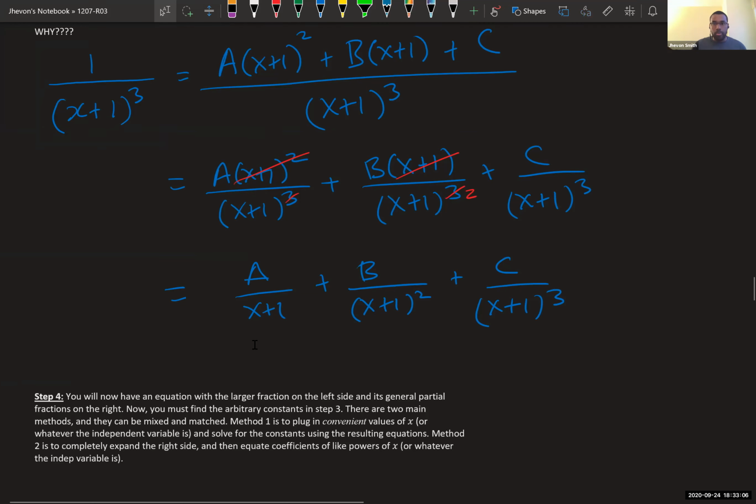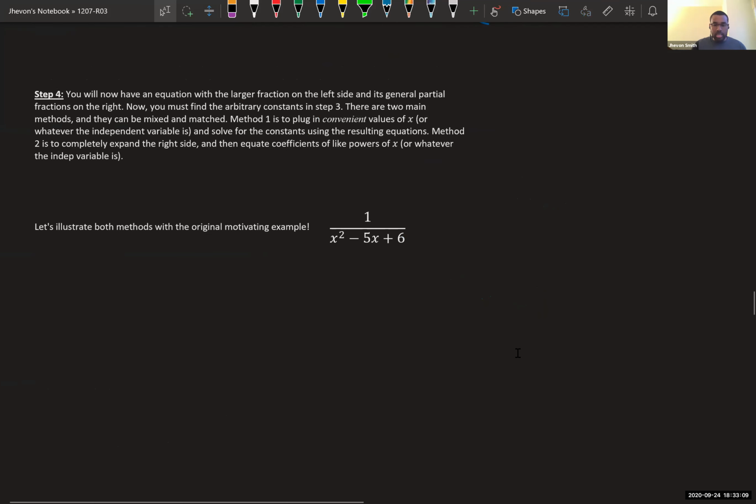So that brings us to step 4 of this process. In step 4, there are 2 main ways that you can go about this, and then there's an additional trick that I'm going to teach you guys. One main way is after you break things down, and I explain it in a paragraph here, so I'm just going to show you how this works. After you break things down in the way that I told you above, you're going to multiply both sides by the denominator on the left, and then you're going to plug in convenient values of x that allow you to solve for the coefficients. So what would that actually look like?